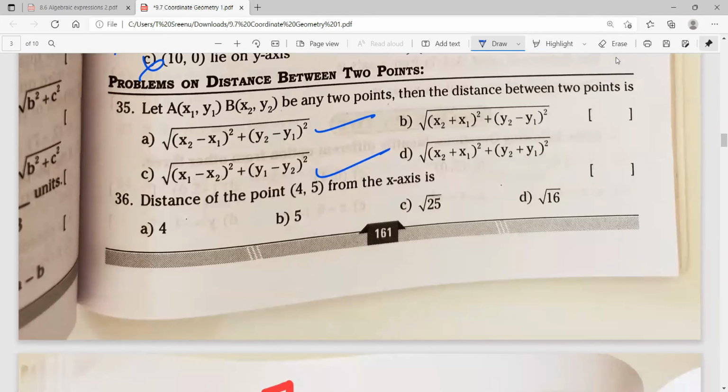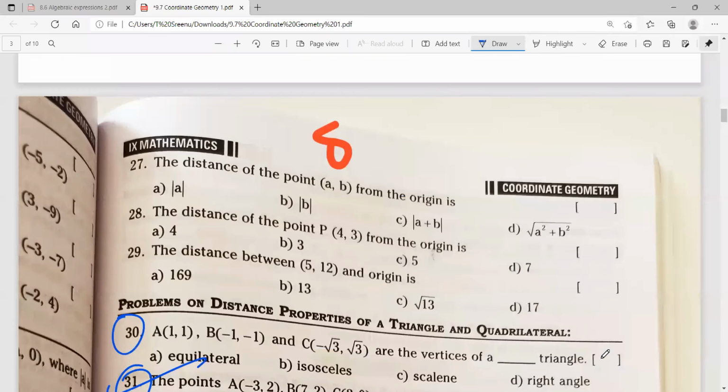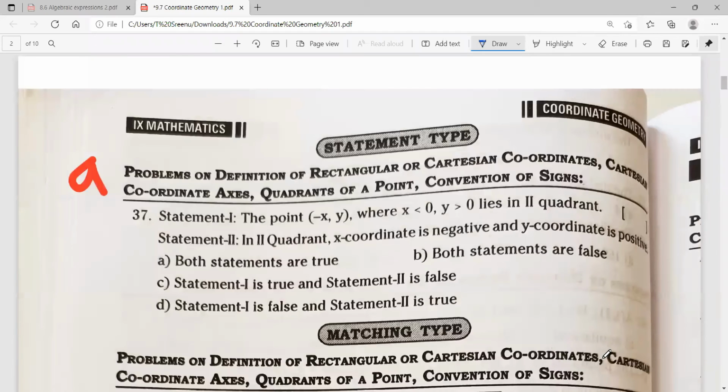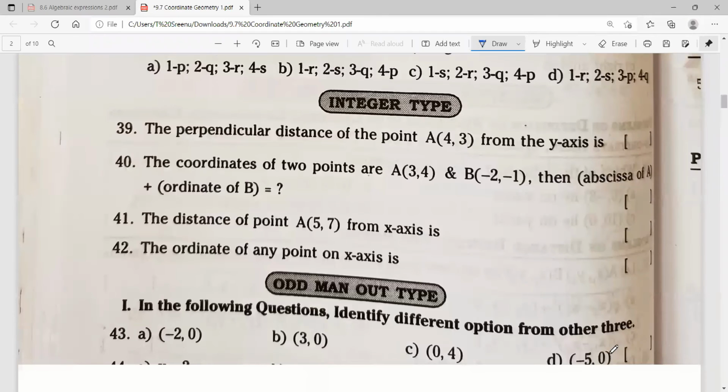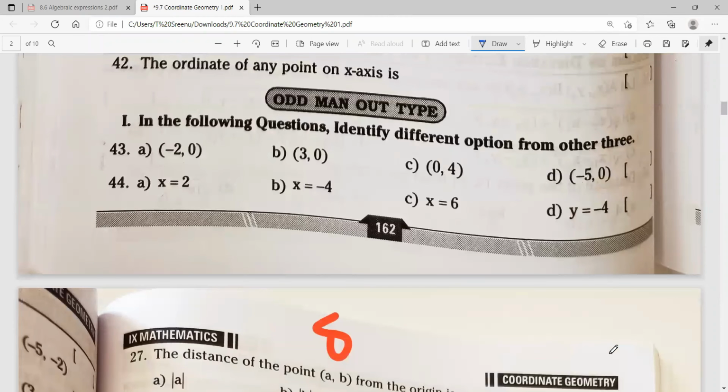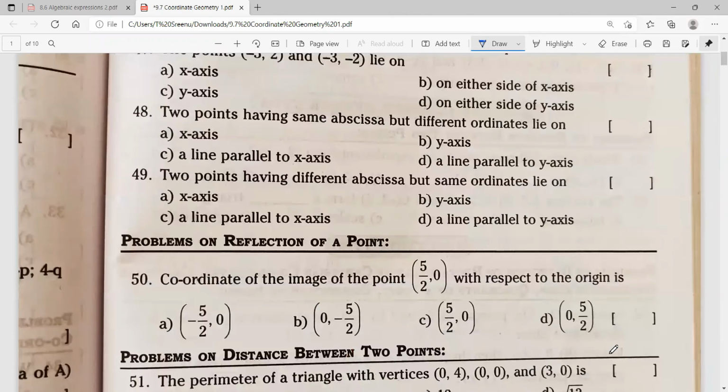Distance of the point from x-axis. From x-axis means y is the answer. What is the y number here? Y coordinate? Y-axis means x is the answer. So you have to know this answer. It is better, what I explained. It is clear to you. So this is beyond. Okay.